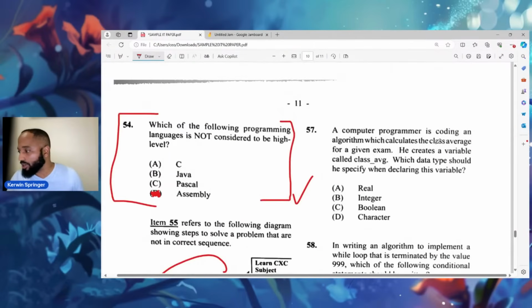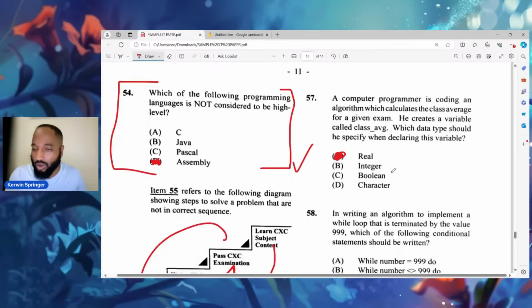A computer programmer is coding class average. He could go with integer, he could go with real. Maybe it might get into a decimal, so better you choose real instead of integer. Integer is more for counters.